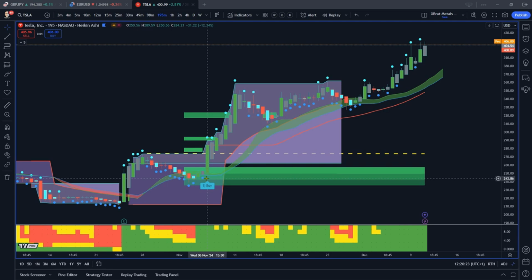So, this is a 195 minute. Again, it splits the trading day into 2. Great for stocks traders. This is the TradingView platform.